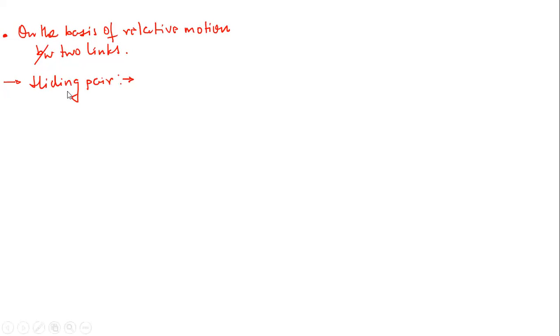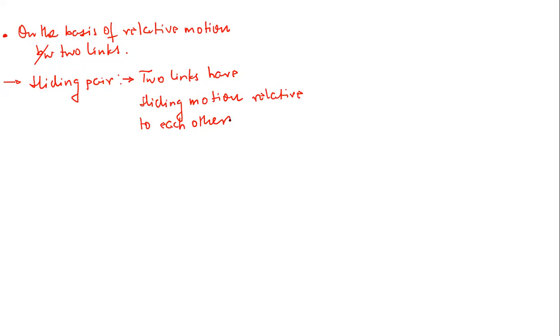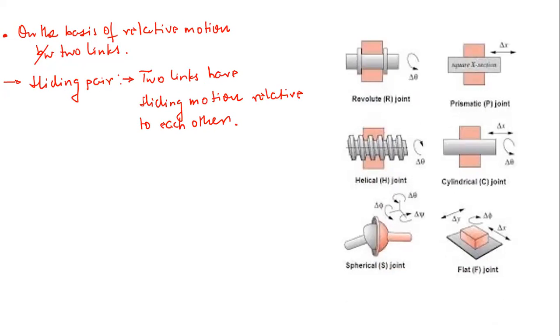By the name, you can very easily infer that the two links will have sliding motion relative to each other. In such cases, you can refer to this kinematic pair as a sliding pair. Okay. Now one more important thing.